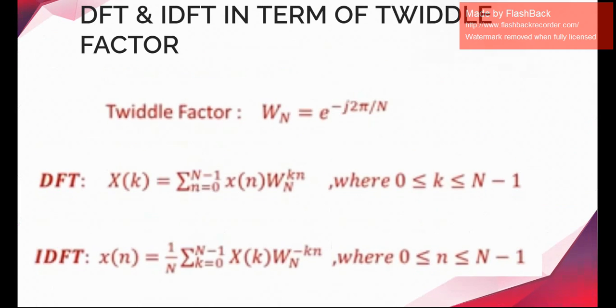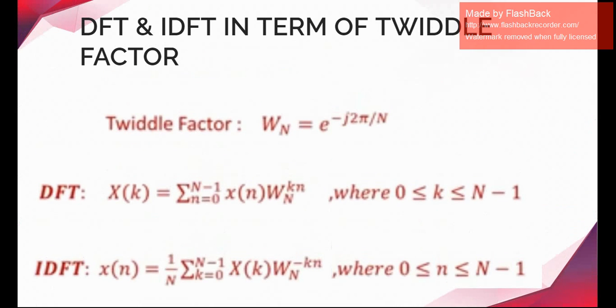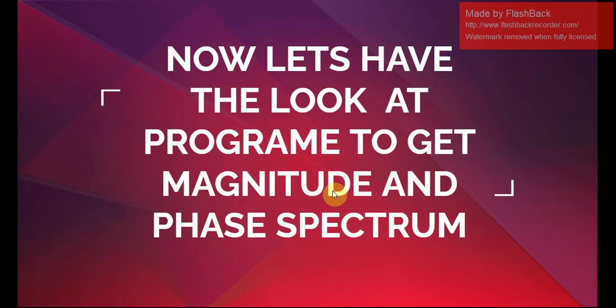We can also write the DFT and IDFT formula in terms of the twiddle factor. The formula of the twiddle factor is W_N = e^(−j2π/N). So we replace the exponential by W_N in the formula of DFT, and we will get the DFT and IDFT formula in terms of the twiddle factor. Now let's have a look at the program to get the magnitude and phase spectrum in MATLAB.